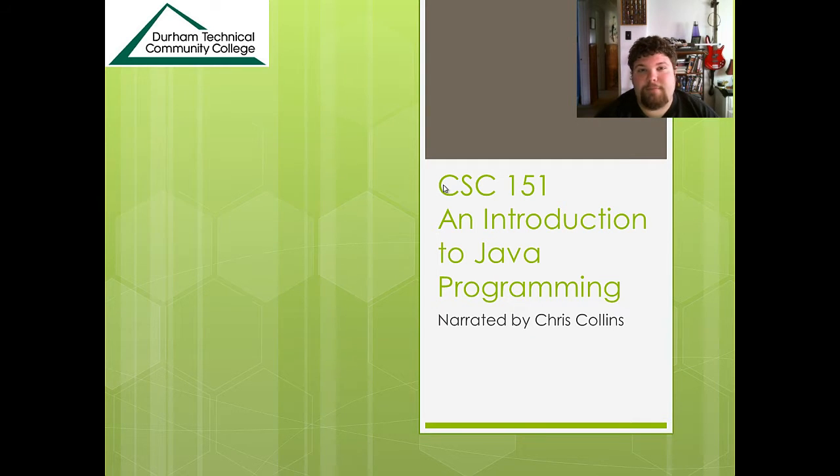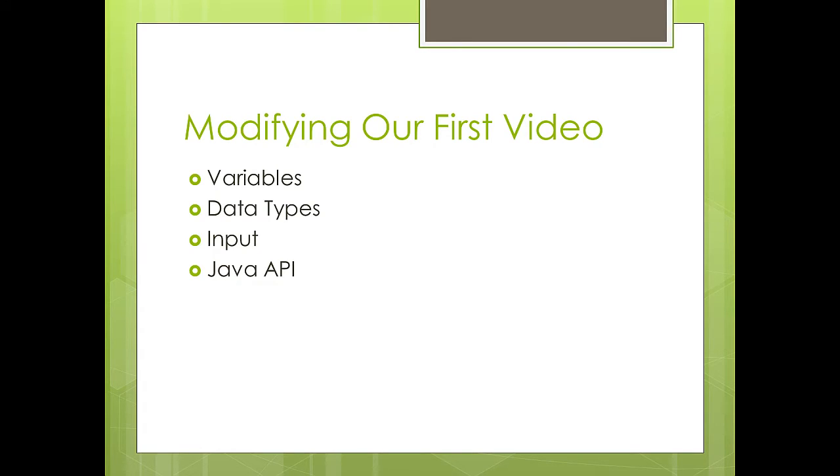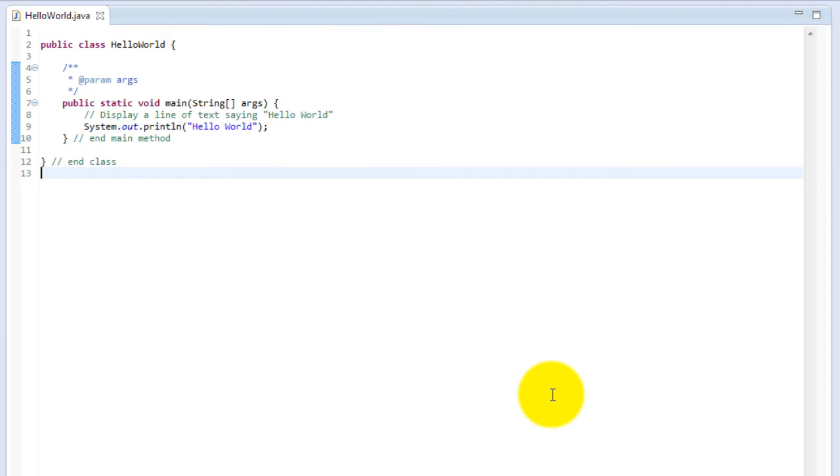Java Programming. For our third video today, we'll be modifying our original Hello World program. In this video, we'll be going over variables, data types, how to accept input into our program, and introduce the Java API. First, let's start up Eclipse and select our first program.